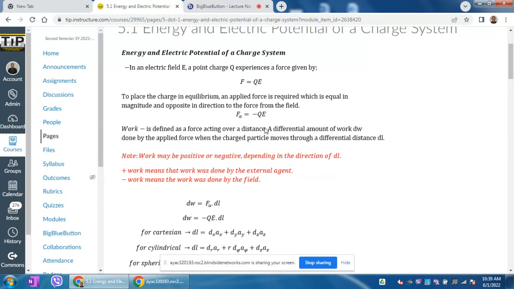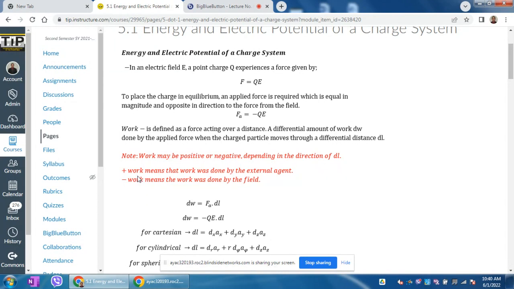At para hindi dalhin ng agos yung bangkang papel, para maging stationary siya, you need to apply a force. Yun po yung FA natin dito, which is opposite doon sa direction ng field. So FA is negative Q times E para hindi po siya gumalaw. Now, work is defined as a force acting over a distance. A differential amount of work dW done by the applied force when the charged particle moves through a differential distance dl. So note that work may be positive or negative depending on the direction of dl.